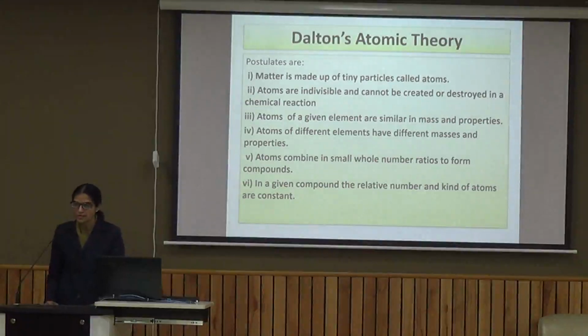Atoms of different elements have different masses and properties. Atoms combine in small whole number ratios to form compounds. In a given compound, the relative number and kind of atoms are constant.